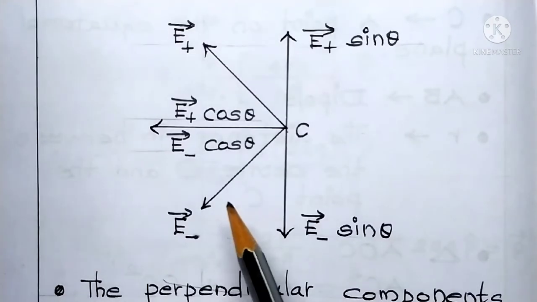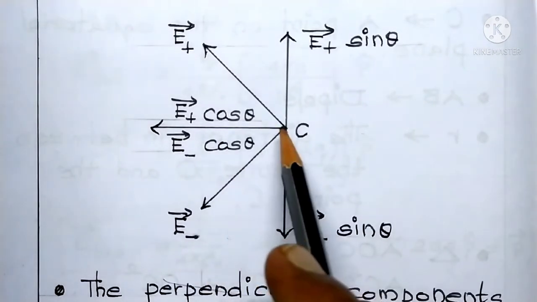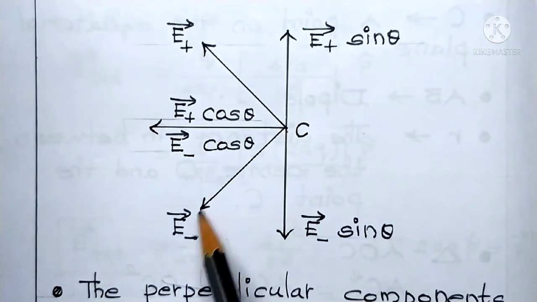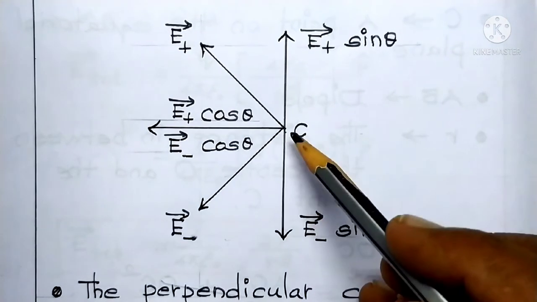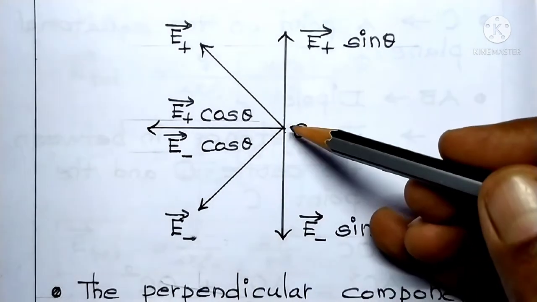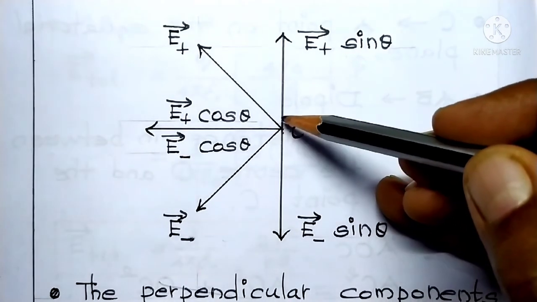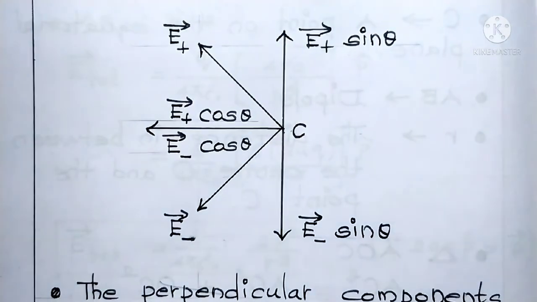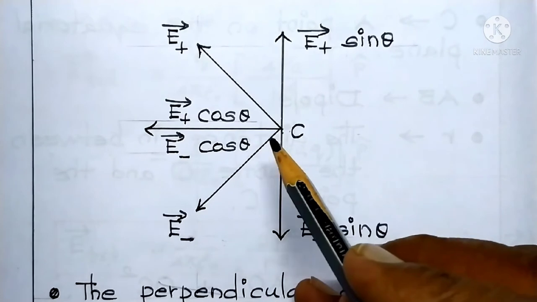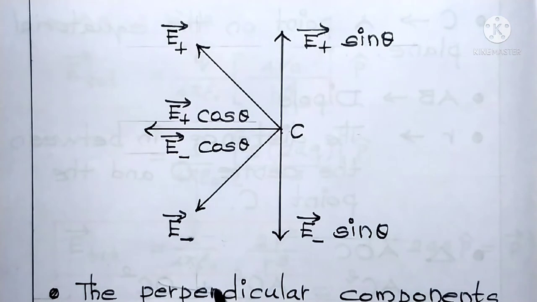Here I have taken a small portion from the main diagram, that is E plus vector and E minus vector and the direction of the resultant vector. Now from C, let us draw a perpendicular line in the downward direction and again a perpendicular line in the upward direction. Now we are going to resolve the two vectors, that is E plus vector and E minus vector. We have already learnt about resolution of vector.